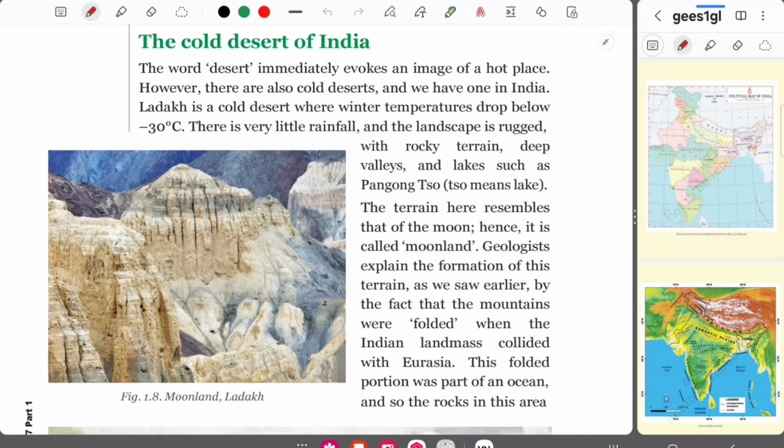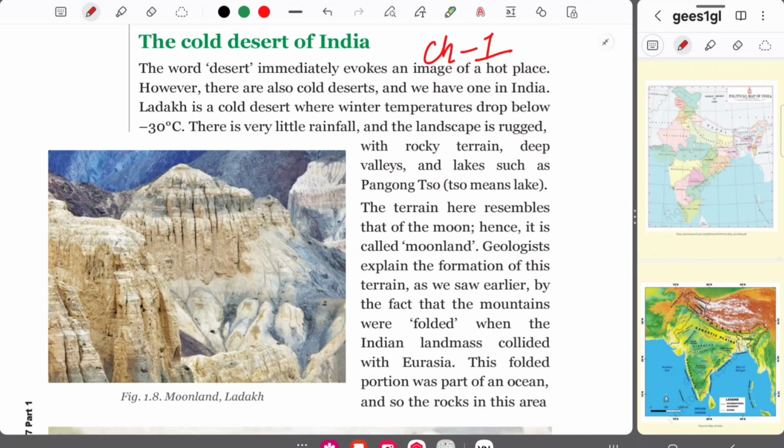So today on this channel we are going to continue our chapter number 1 of social science, class 7. We have already started this chapter. If you haven't watched the previous part, kindly watch the first part first, and the link is given in the description box. This is from your Theme A, India and the World: Land and the People. The name of this chapter is Geographical Diversity of India. This is basically your geography section.